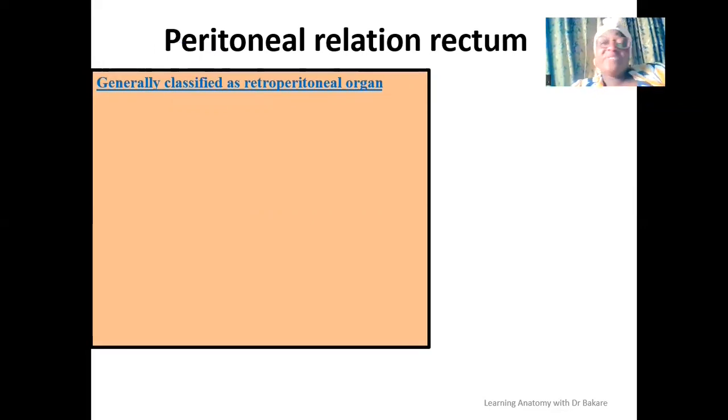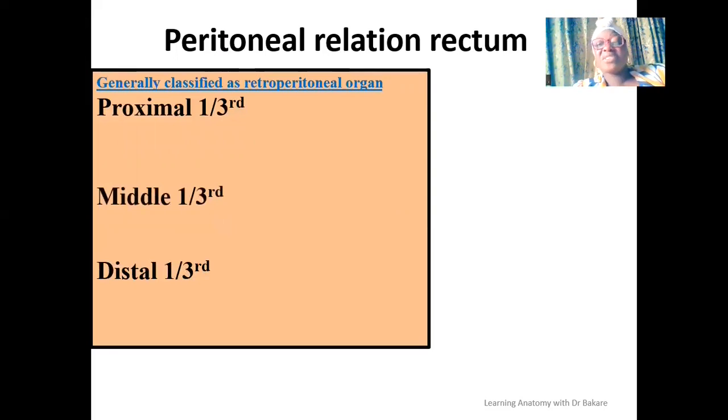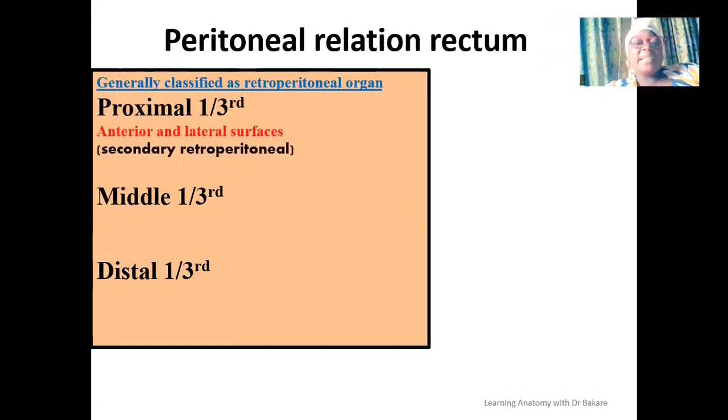If you try to divide the rectum into three equal parts, we have the proximal third, the middle third, and the inferior or distal third. All these regions are related to peritoneum in specific patterns, and this will unfold using this slide. For the proximal third, it is lined by peritoneum on both the anterior and lateral surfaces. And this is the kind of presentation that is seen.